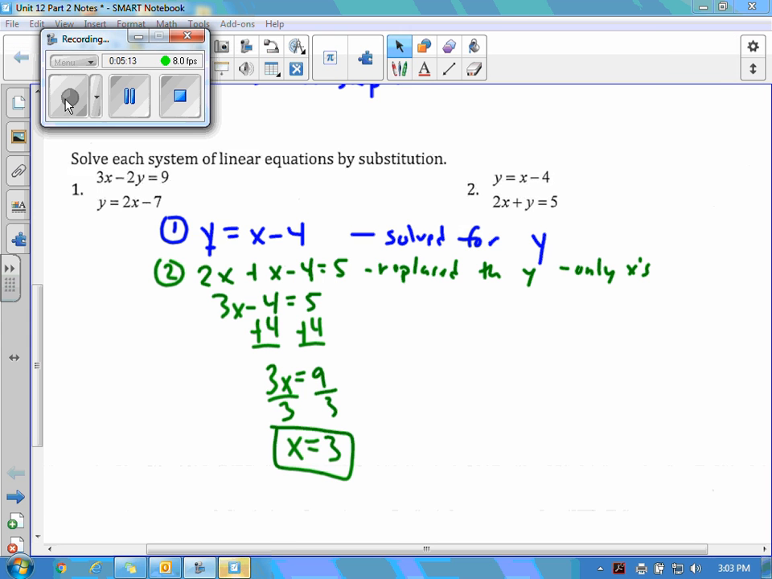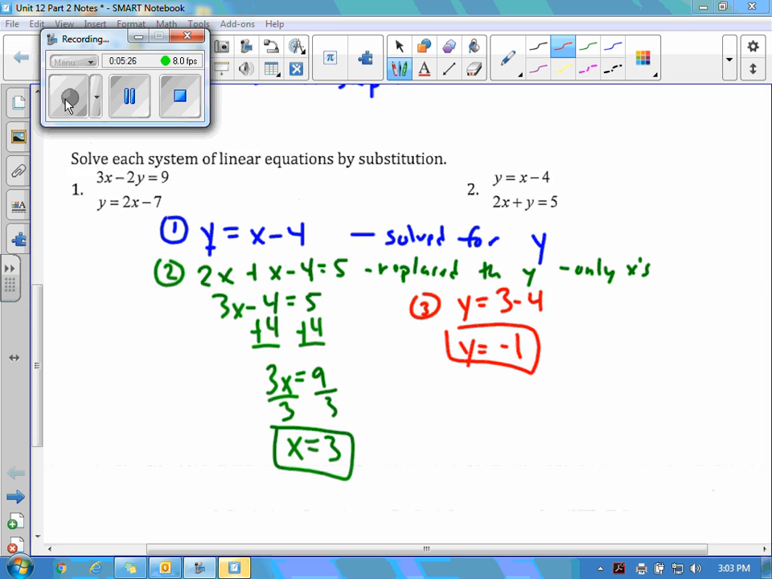Then my third step is to plug that into either equation. So let's say I plug it into the top equation. I get y equals, replace x with 3. 3 minus 4 is negative 1. I could plug it into the other equation if I wanted to and still get the same answer.